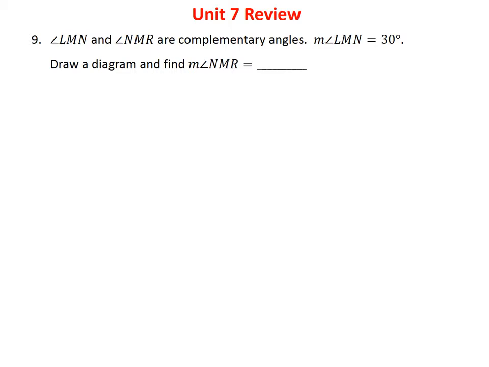Problem 9 gives us two angles that are complementary. Complementary angles means they form a corner, they're 90 degrees, and they tell us that one of the angles is 30 degrees, so they want to know what the other one is. You can almost do this without seeing it, but if you draw it, it's really simple. There's my angle. Notice it's a right angle, and one of the angles here is 30 degrees.